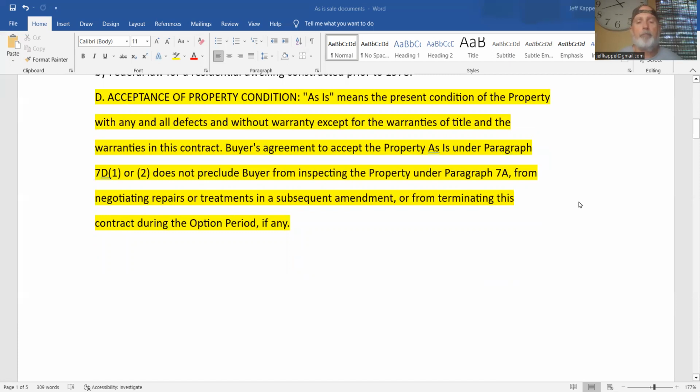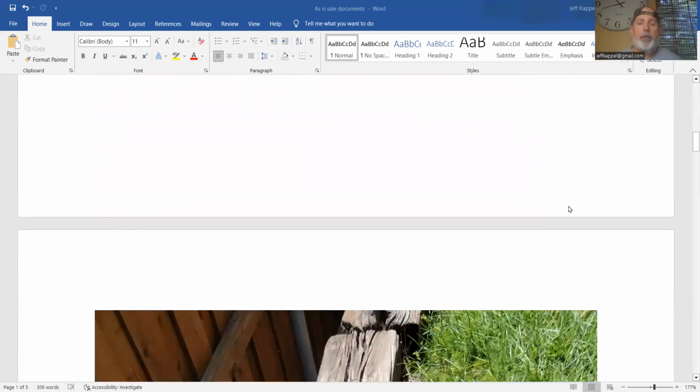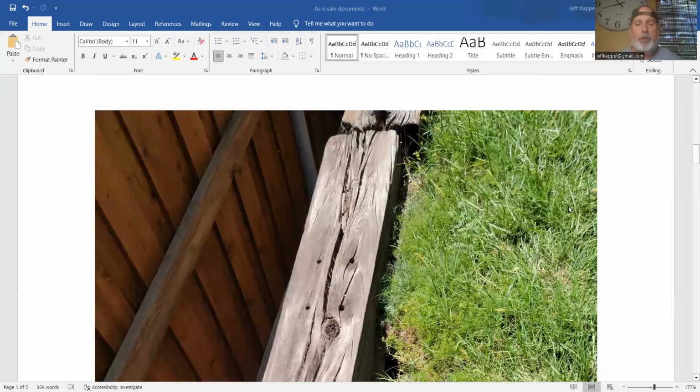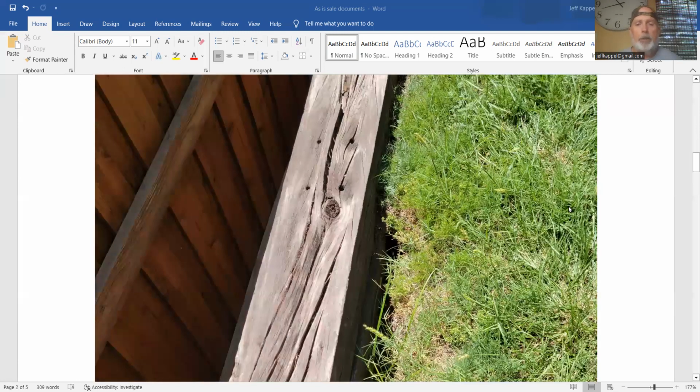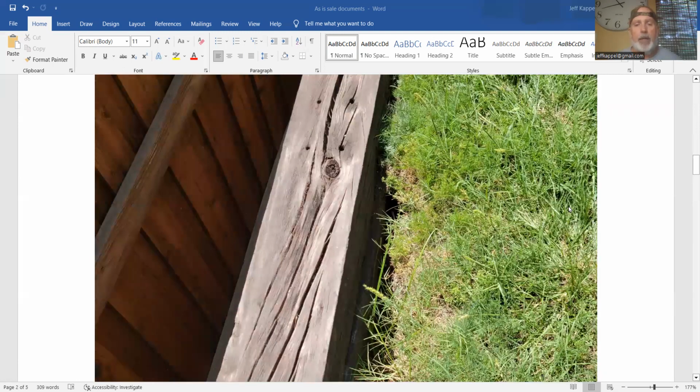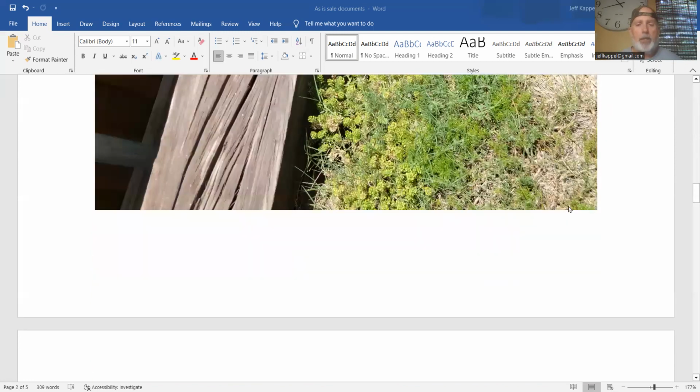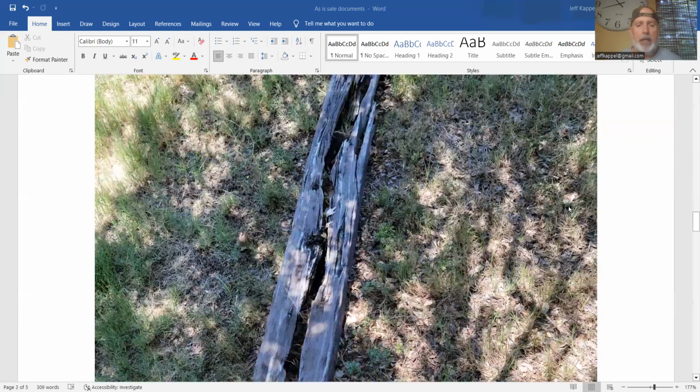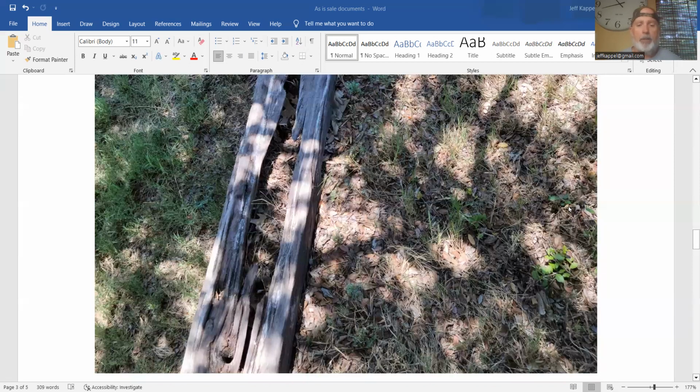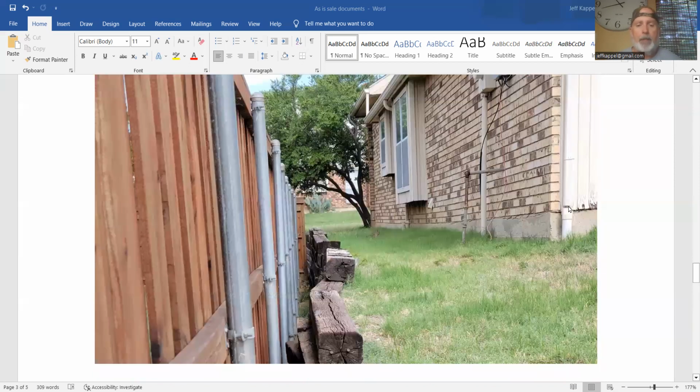So, okay, now in this particular situation with this client that contacted me, his neighbor has got a retaining wall, basically a railroad tie retaining wall. And you can see from the pictures, the material in the wall is in pretty bad shape. I mean, it's got some pretty significant rot.